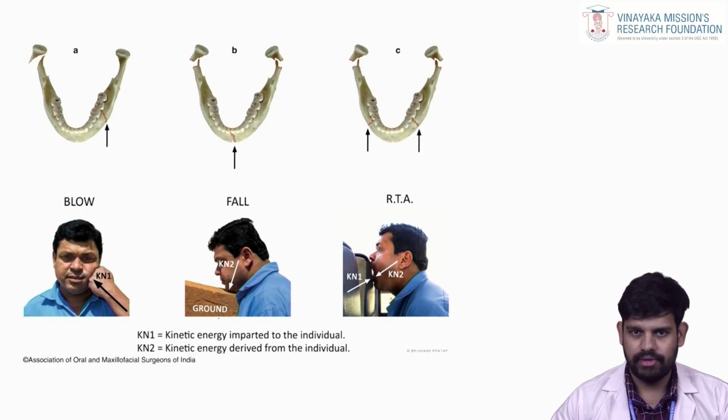So one is when the person is static and the object of injury is in motion. Two is when the person is in motion and the object is static, that is fall from height. Three is when both the object and the person are in motion, that is high velocity road traffic accidents.